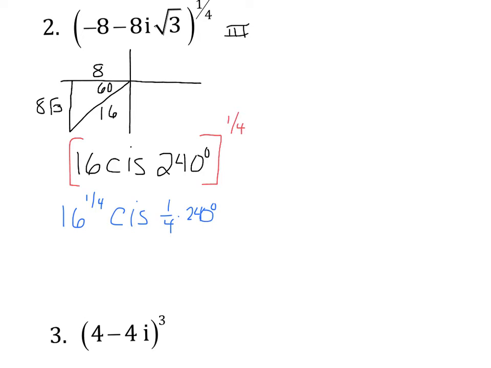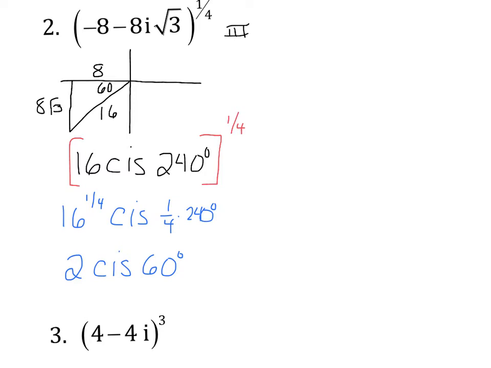So the 4th root of 16 is 2, cis 1/4 of 240, you just divide 4 into 240 and you get 60. So that's our complex number taken to the 1/4 power.